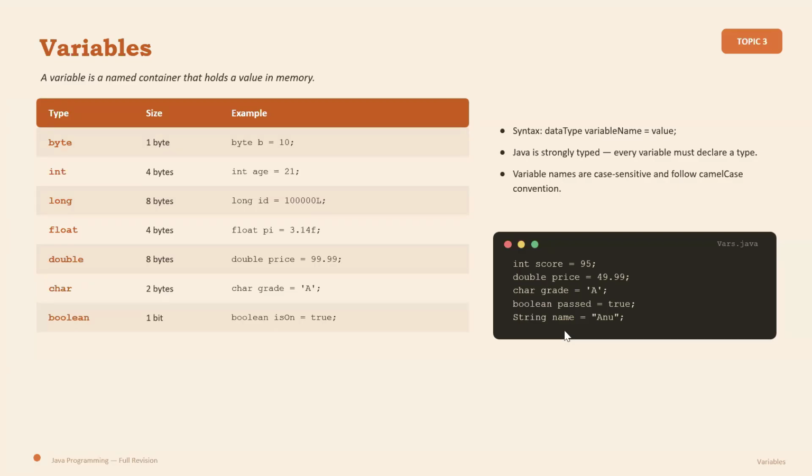And these are the available data types. We have byte, int, long, float, double, character, boolean. And this is the size, and this is how we declare in Java. We declare and initialize. And this is another example where I'm going to store the marks. I declared it, mentioned the type, then the variable name, and the value, which I'm initializing.